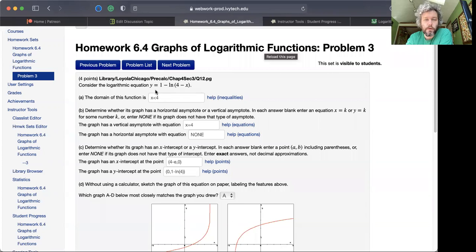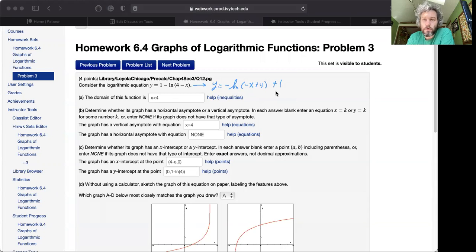So in my version of this question, I have y equals 1 minus natural log of 4 minus x. There's a few things happening at the same time with this function. If I rewrite it, I'll have negative ln of negative x plus 4, plus 1. I want to rewrite it just so it resembles what we've talked about in class. Here we have a negative sign in the front, which is going to cause a reflection. We have a negative sign here with the x, that's also going to cause a reflection.